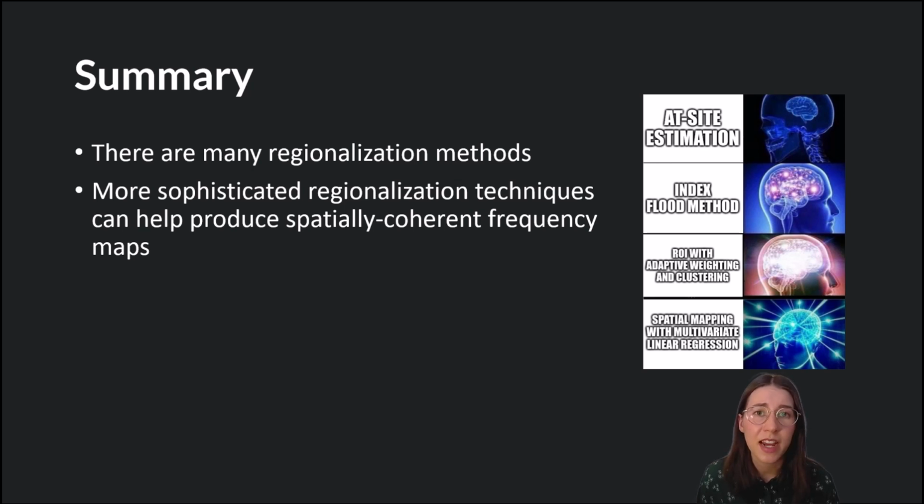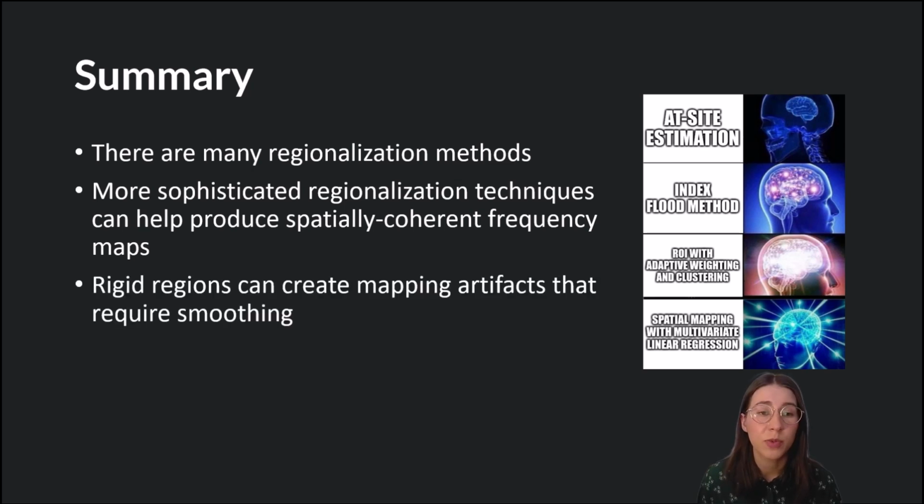More sophisticated regionalization techniques can help produce spatially coherent frequency maps. Rigid regions, such as found in index flood method, can create mapping artifacts that require smoothing. That is, we might have distinct boundaries between two adjacent regions.